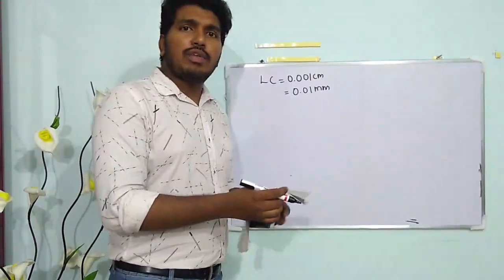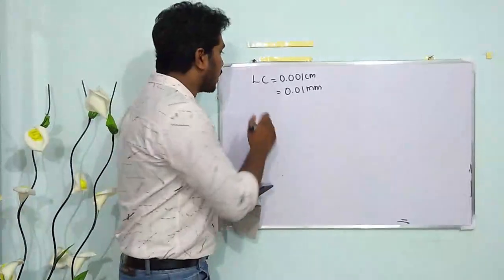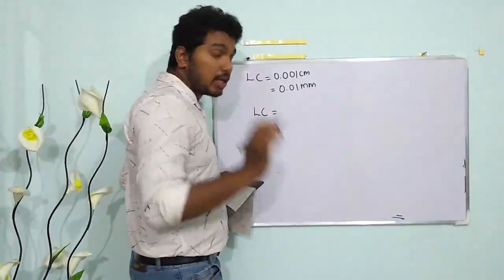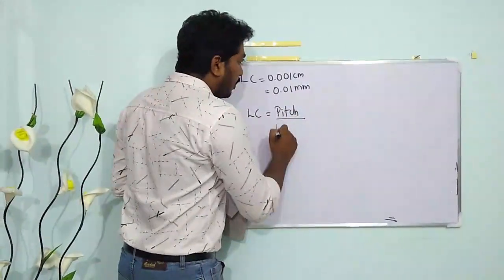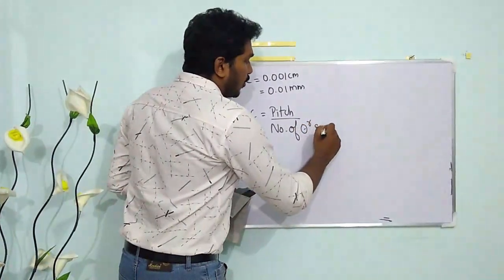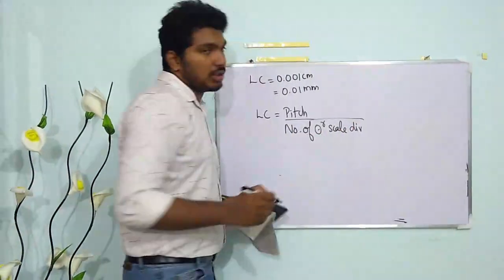Now suppose the least count value is not directly given. How do you find the least count? To find the least count, we have a formula. Least count is equal to pitch divided by the number of circular scale division. What is the formula? Pitch divided by the number of circular scale division.